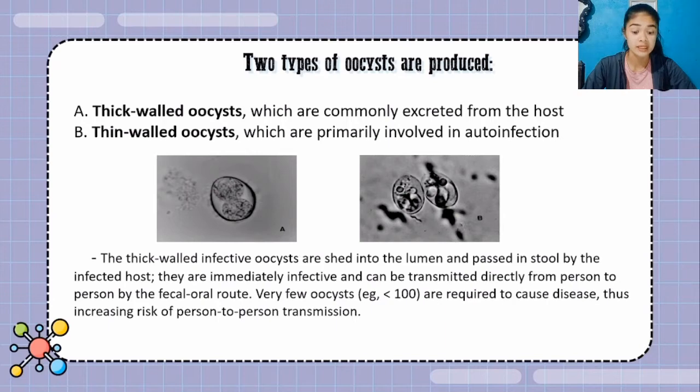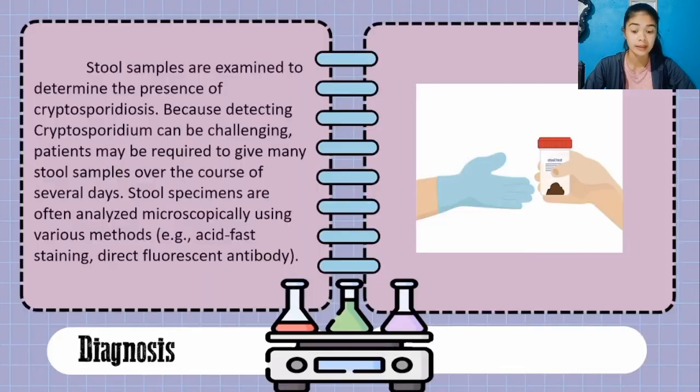Anything contaminated with infected excrement can spread the infection to others. Diagnosis. So stool samples are examined to determine the presence of cryptosporidiosis. So the stool specimens are often analyzed microscopically using various methods. Examples are the acid-fast staining and the direct fluorescent antibody.